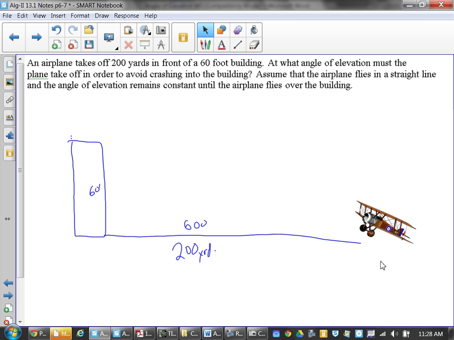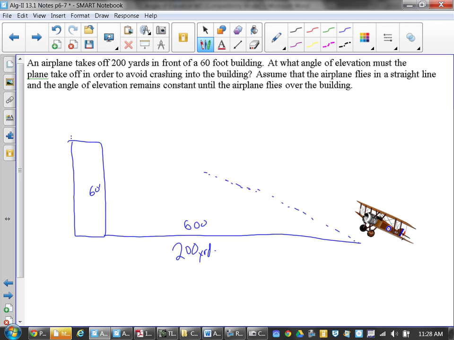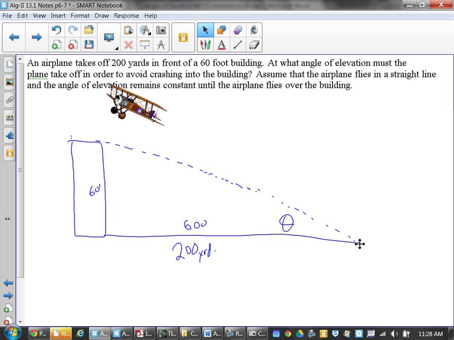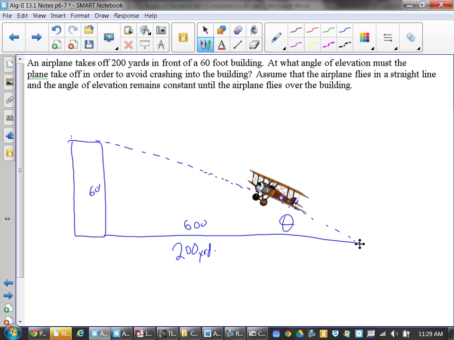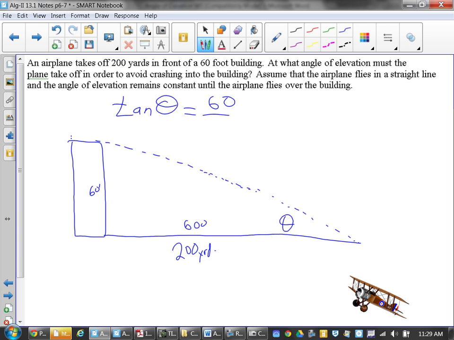So what is the angle of elevation that the plane has to take off at in order to clear the building? You want to find the angle and make sure it clears the building. Yes, you want to use tangent in this case, because you have an opposite and adjacent. So the tangent of your angle is 60 over 600.